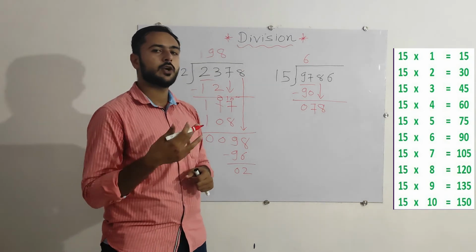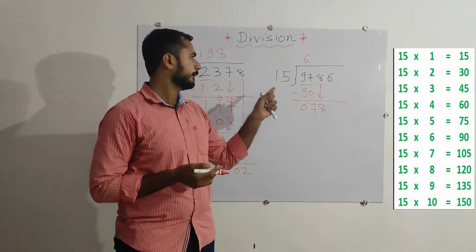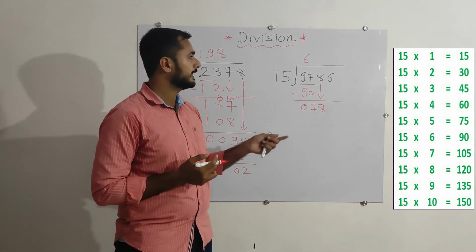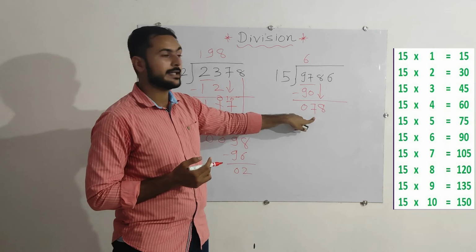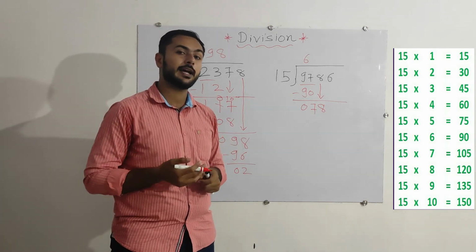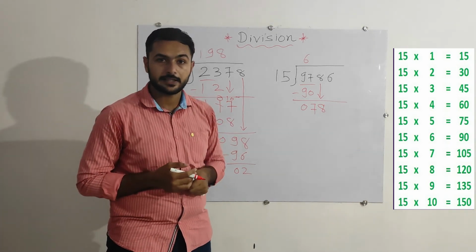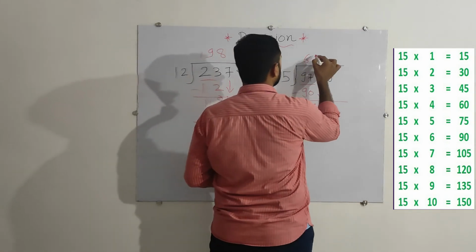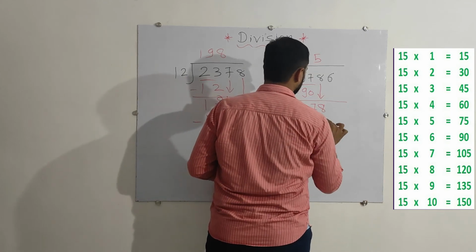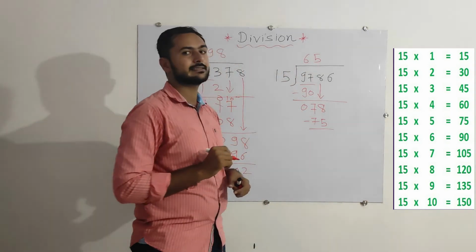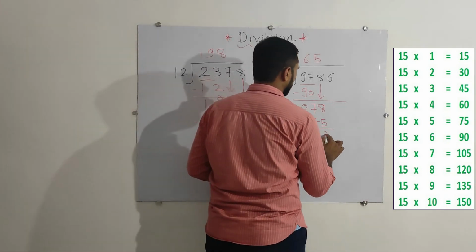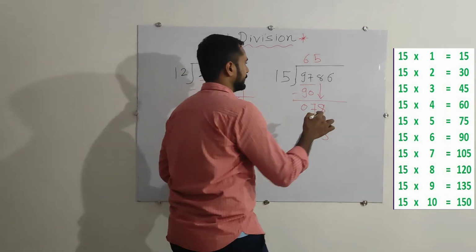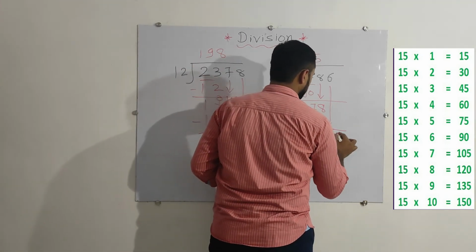Now again we are going to do the same process. 15 5s are 75, but we have to find 78. 15 5s is 75, but 15 6s are 90. So we cannot use 90. At that time we will use the smaller one, that is 15 5s are 75. And do the subtraction for this. So 8 minus 5 is 3 and 7 minus 7 is 0. At last that's the 6, so bring it down.